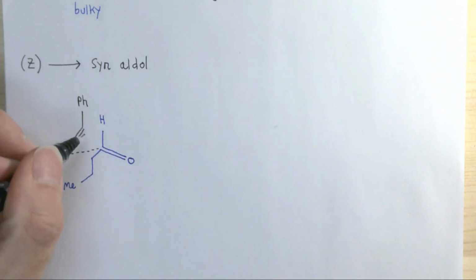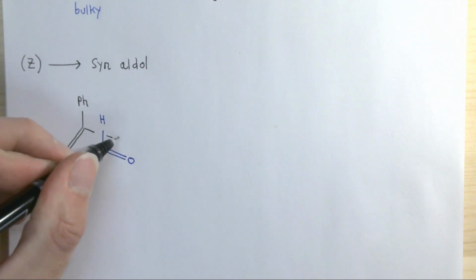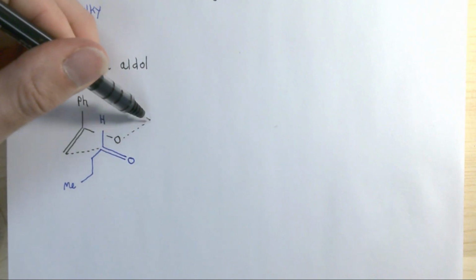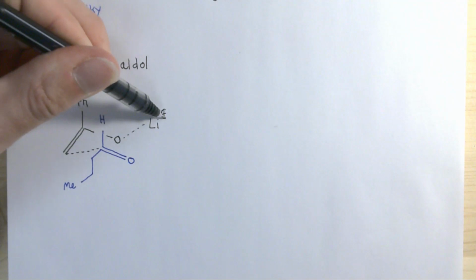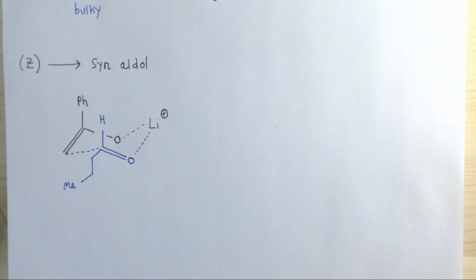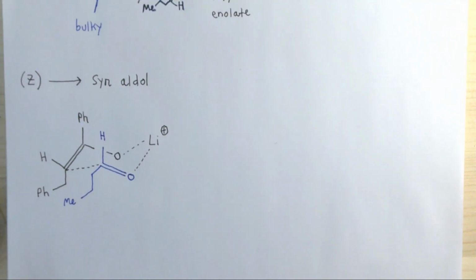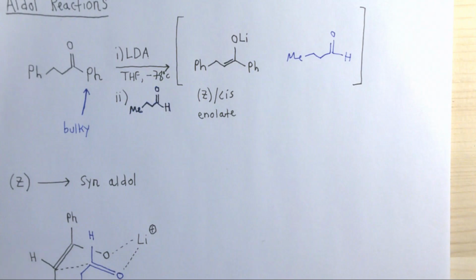Now for the O- of the enolate, that'll be back here. And of course that's bound to the lithium cation, which is also binding to my aldehyde oxygen, and that's what really organizes this entire transition state. And because it's a Z enolate, my H is going to go here, and the benzyl group is going to go right here. So I can see that the Ph and the H are cis to each other, just like they're cis in the original enolate.